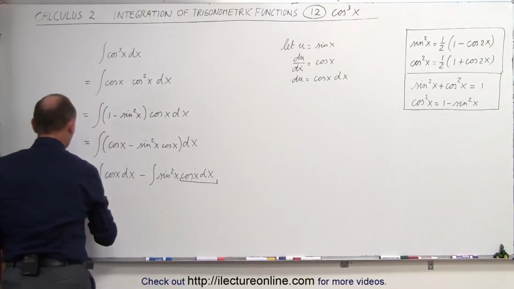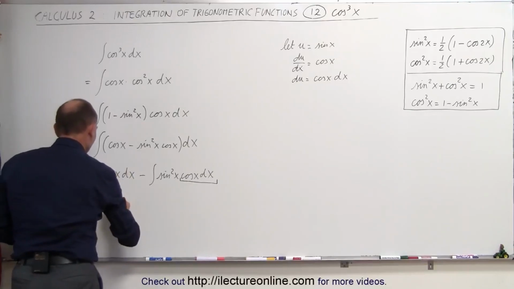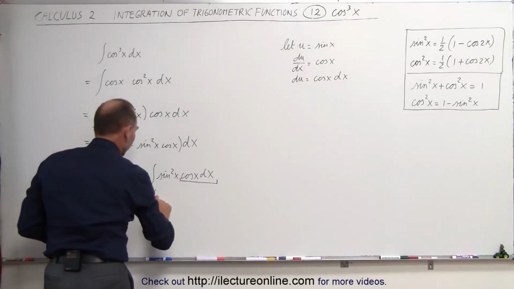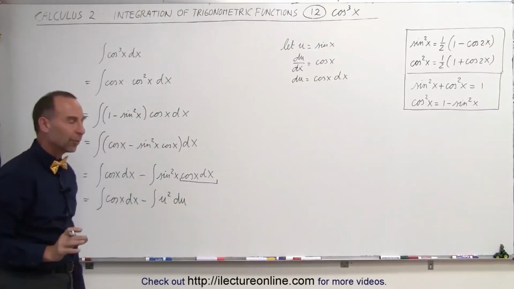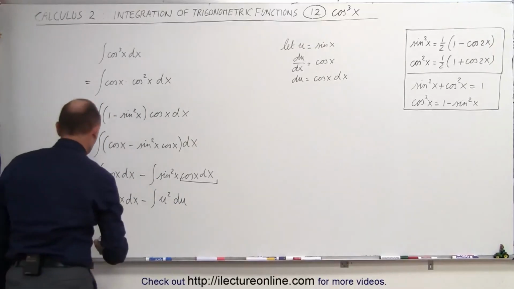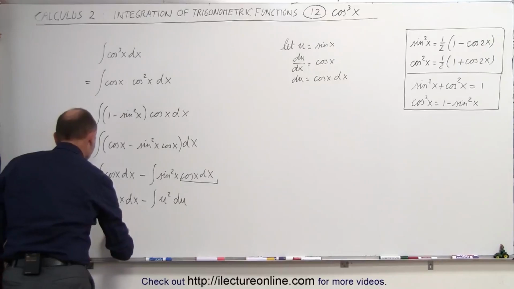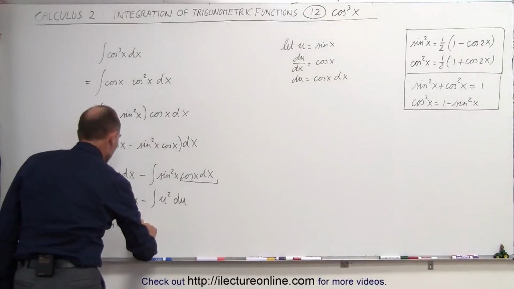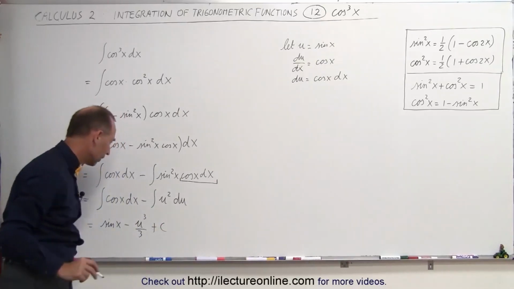The integral now becomes the following. This is the integral of the cosine of x dx minus the integral of u squared times du, and this I know how to integrate. The first one is also easy. The integral of the cosine would be equal to the sine of x minus the integral of u squared, which is u cubed over 3. And of course, I can't forget the constant of integration.